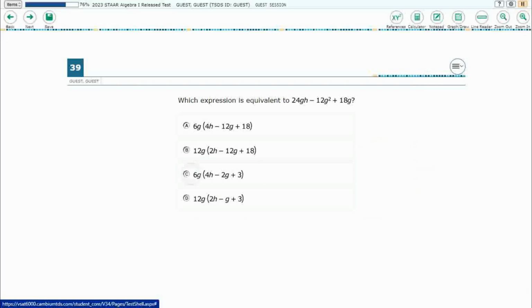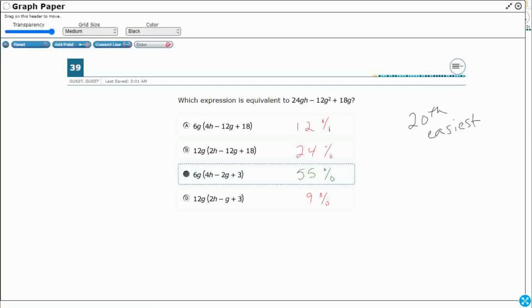Let's see how we did across the state of Texas. So this was the 20th easiest, tied for 20th easiest actually. So it's not really easy, but it's easier than it is harder. It's more on the easy side of the test. 55% of us chose the correct answer, and it didn't look like we had some random guessing. It looked like a good quarter of us chose this B. So let's take a look at that real quick.